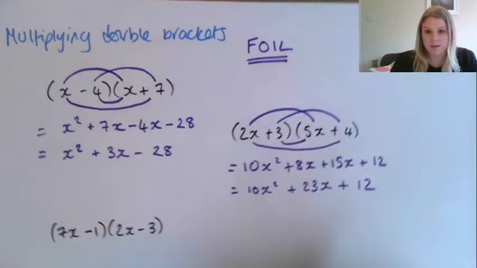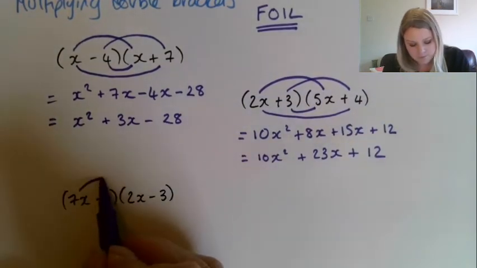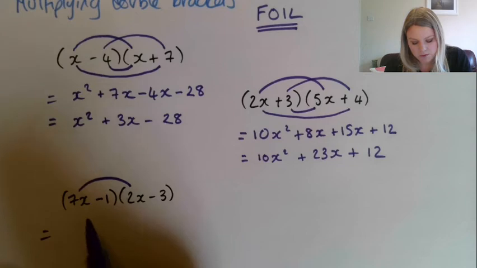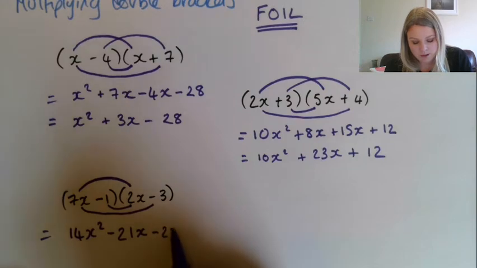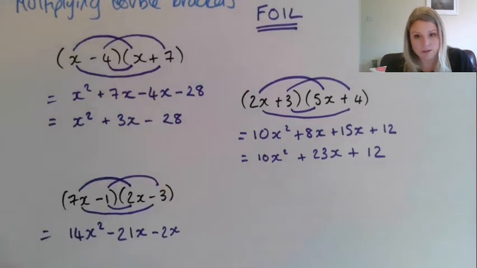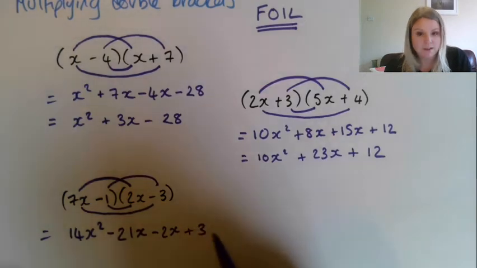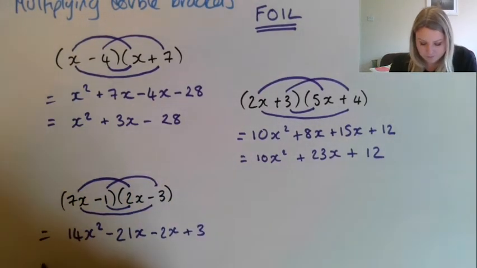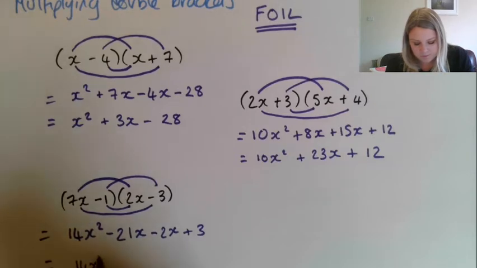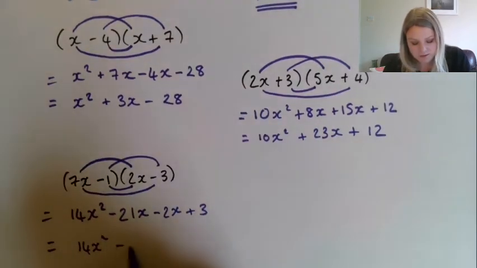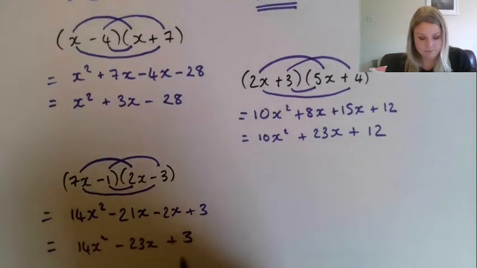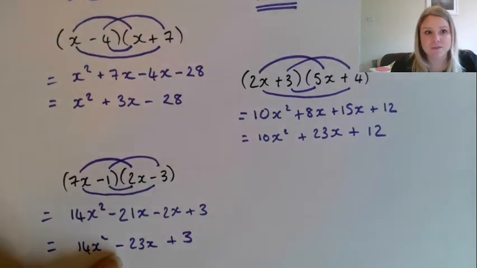And then the last wee one here, same technique. 7x multiplied by 2x gives me 14x squared. Outer, 7x multiplied by minus 3 is minus 21x. Inner, minus 1 multiplied by 2x, minus 2x. And then last, minus 1 multiplied by minus 3, plus 3. Remember, a negative multiplied by a negative gives you a positive. So 14x squared minus 21x minus 2x gives me minus 23x plus 3.